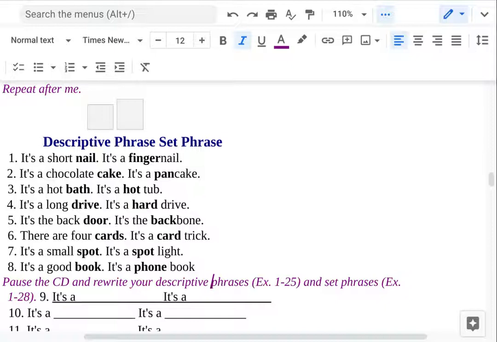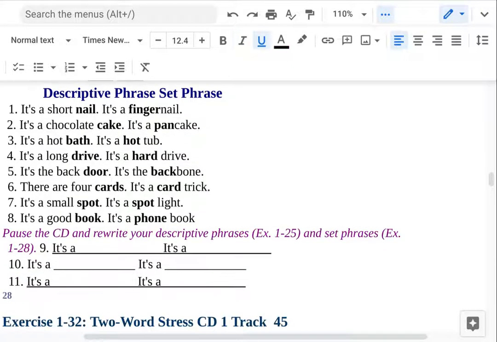4. It's a long drive. It's a hard drive. 5. It's the back door. It's the backbone. 6. There are 4 cards. It's a card trick. 7. It's a small spot. It's a spotlight. 8. It's a good book. It's a phone book. Pause the CD and rewrite your descriptive phrases, Exercise 125, and set phrases, Exercise 128.